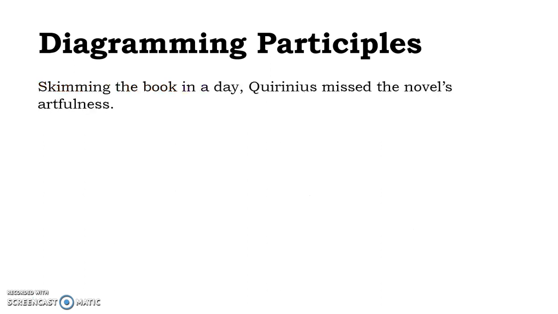Let's do something slightly more difficult. Skimming the book in a day, Quirinius missed the novel's artfulness. Now I need to say something here about distinguishing participles from gerunds, because you may already know that gerunds and participles sometimes share ing endings. So if I'm looking at a phrase like this at the beginning of the sentence, skimming the book in a day, I might ask, how do I know that this is a participle and not a gerund?